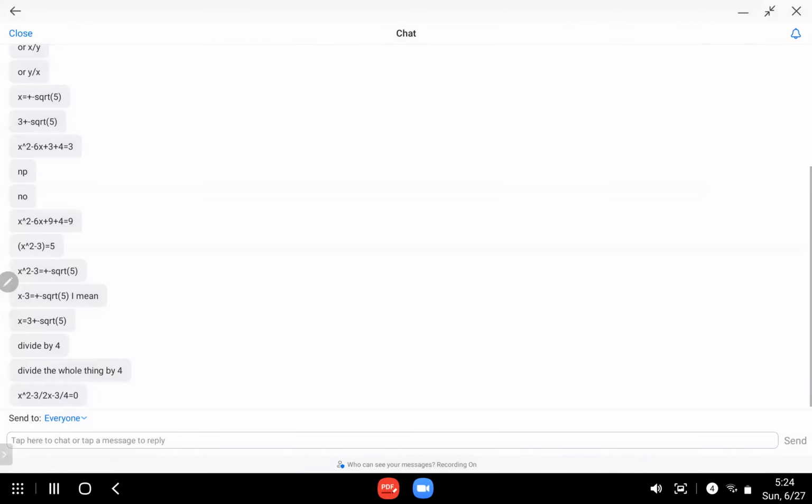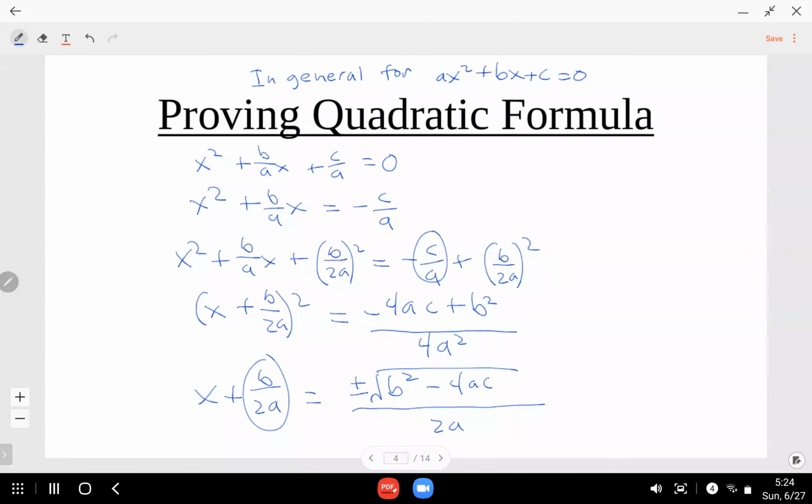All right, so does everybody get this? Okay, are there any questions on proving the quadratic formula? Okay. So I'm just going to leave this up for some notes if you want to take any.